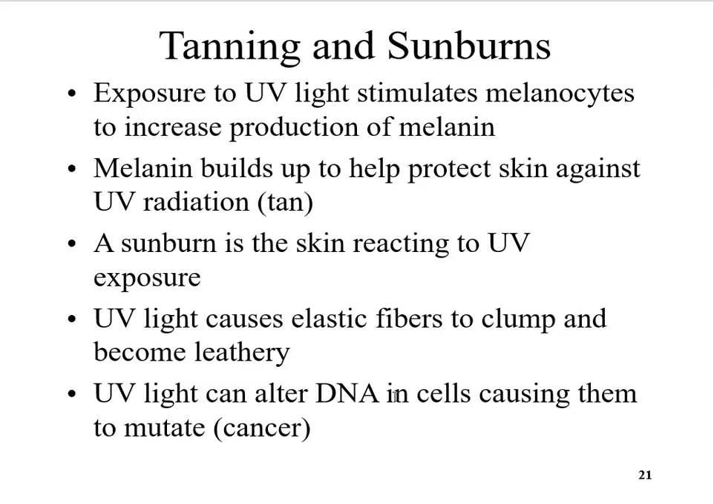Now, how melanocytes work is that UV light stimulates them to produce melanin. So the more UV light they are exposed to, the more melanin they will produce as a response. And then that melanin is going to build up in the skin and protect against that harmful UV or ultraviolet radiation in sunlight. They don't have an infinite capacity though. So when we exhaust their ability to produce that melanin, a person can experience a sunburn. So that's the skin reacting to that UV exposure.